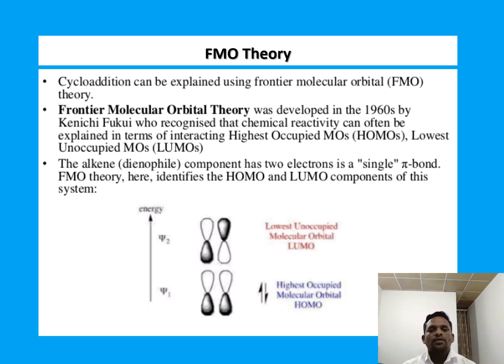In this energy diagram, see psi1 and psi2, these are the orbitals belonging to the dienophile. The lower orbital is known as the highest occupied molecular orbital, meaning it contains the two electrons. It is occupied, so it is known as the HOMO. The other orbital, anti-psi2, is the lowest unoccupied molecular orbital, meaning it doesn't contain any electrons.